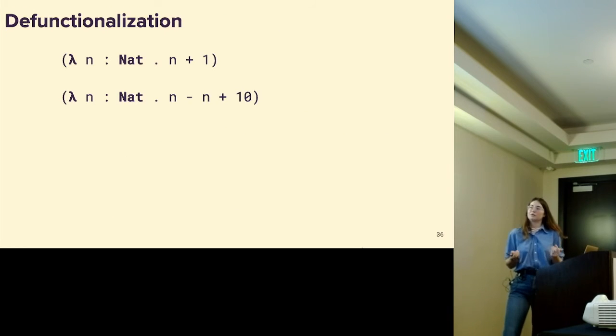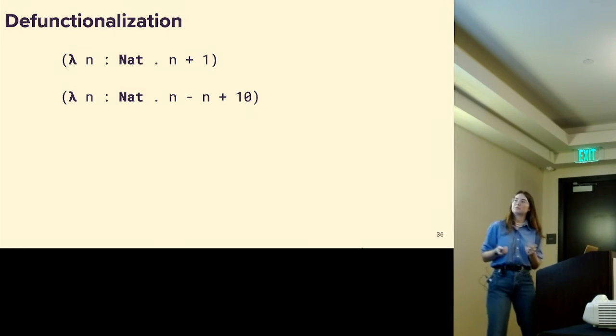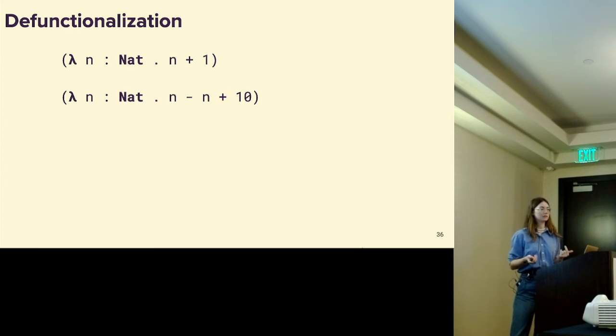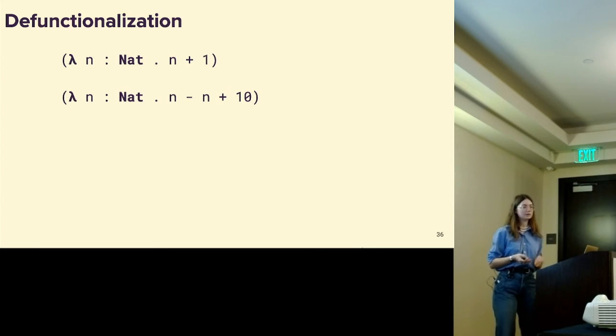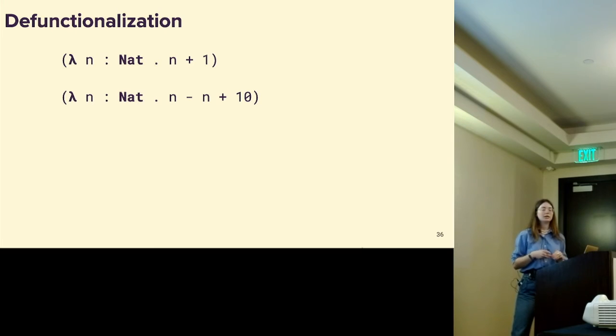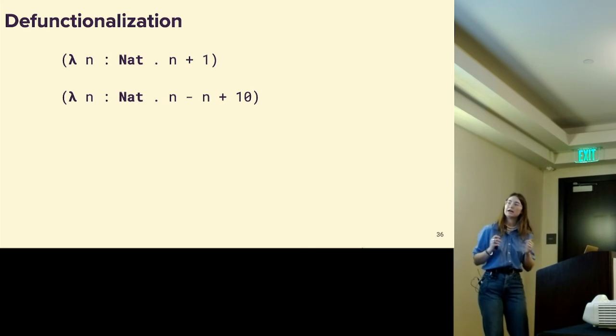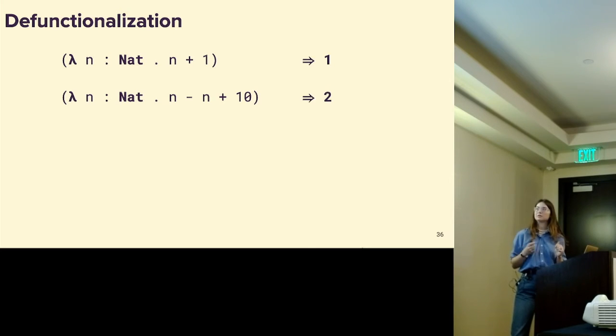The proof for this closed function language proceeds by defunctionalization. Usually defunctionalization is used to convert higher order functions to first order functions. Here we're using it to convert closed functions to base type data. As a concrete example, I have two closed functions here. I'm just going to convert the first one to 1 and the second one to 2.